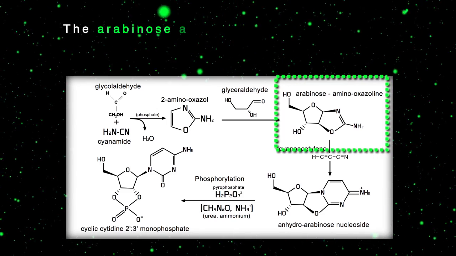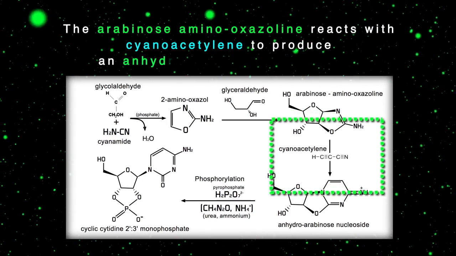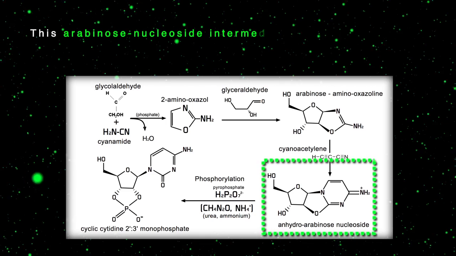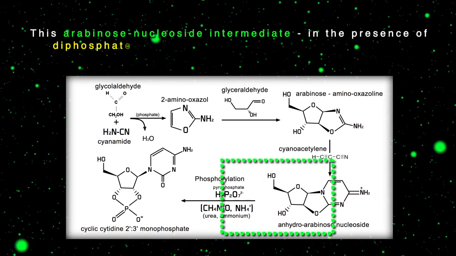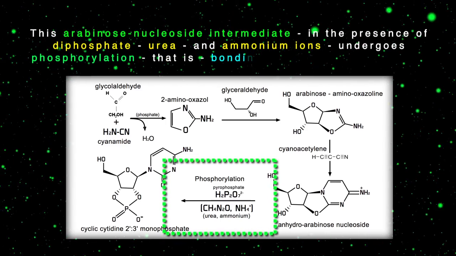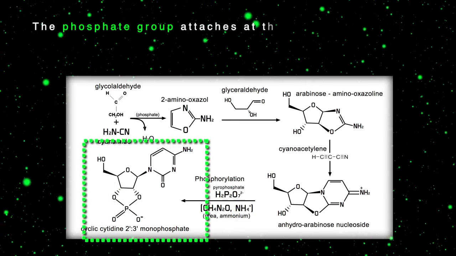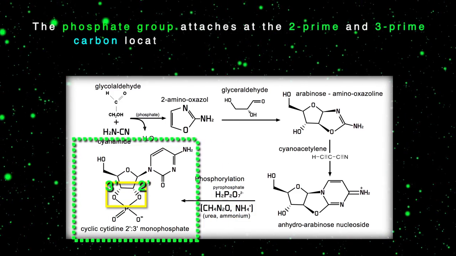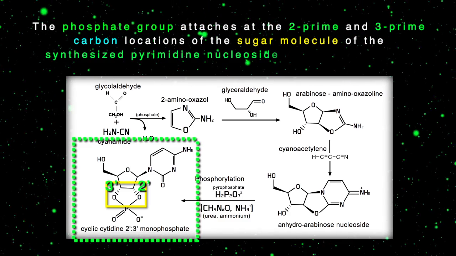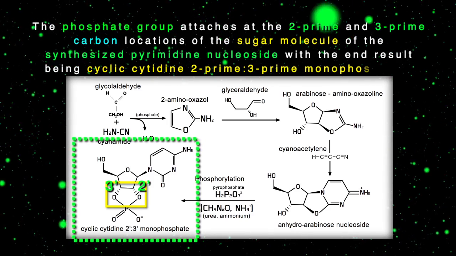The arabinose aminooxazoline reacts with cyanoacetylene to produce an anhydroarabinose nucleoside. This arabinose nucleoside intermediate, in the presence of diphosphate, urea, and ammonium ions, undergoes phosphorylation, that is, bonding with a phosphate group. The phosphate group attaches at the 2' and 3' carbon locations of the sugar molecule of the synthesized pyrimidine nucleoside, with the end result being cyclic cytidine 2',3'-monophosphate.